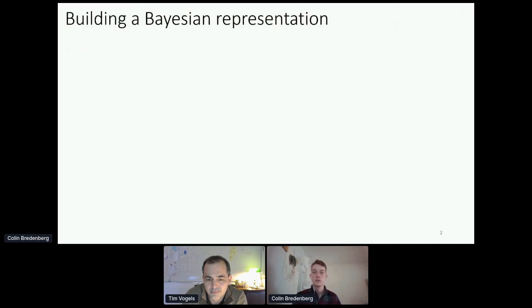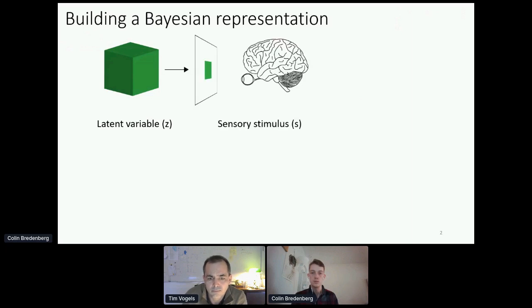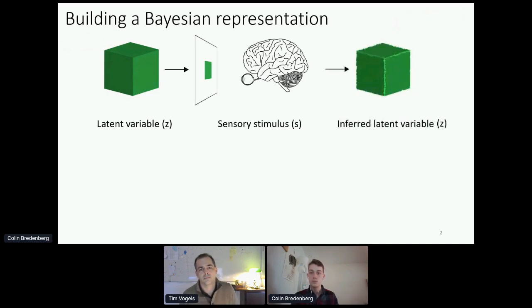Today I'm going to be talking about learning Bayesian sensory representations using synaptic plasticity. In this paradigm, partially observable objects in the environment, like this cube, produce sensory stimuli. So here, a green square on a white background. Given the stimulus, we might imagine that the brain performs a computation to infer a full cube from the observed two-dimensional retinal stimuli. We can formalize this process using probability theory, where the hidden variables are present in the environment with some probability distribution P of Z, and we have a conditional probability distribution P of S given Z, describing how those hidden variables map to sensory stimuli.